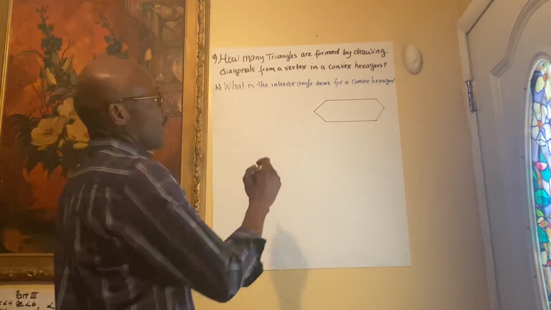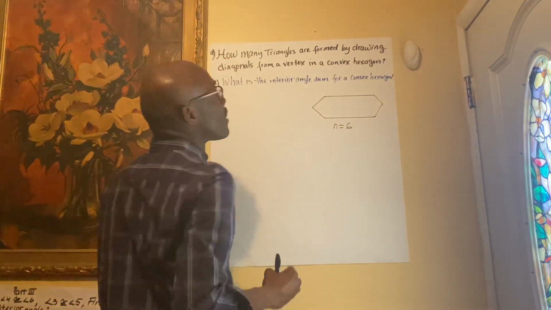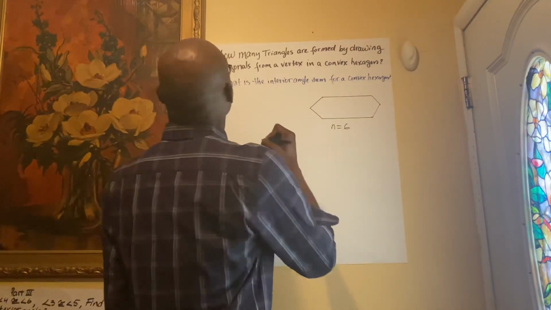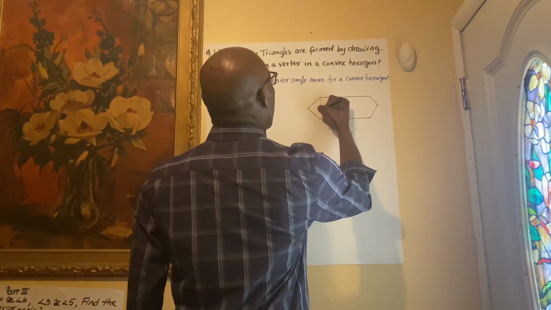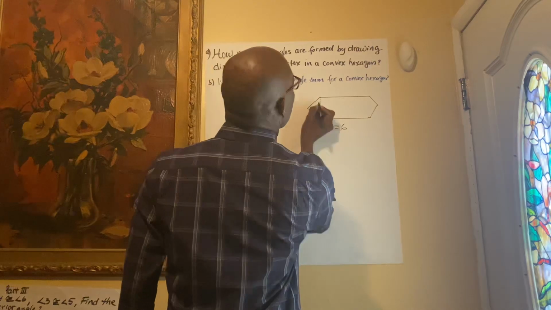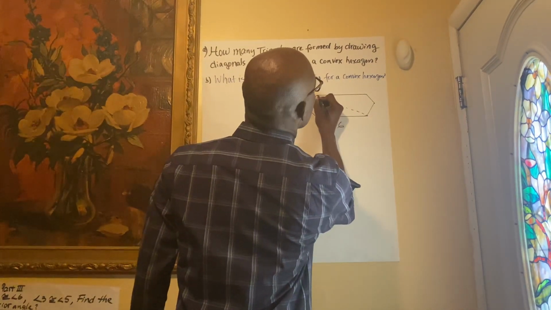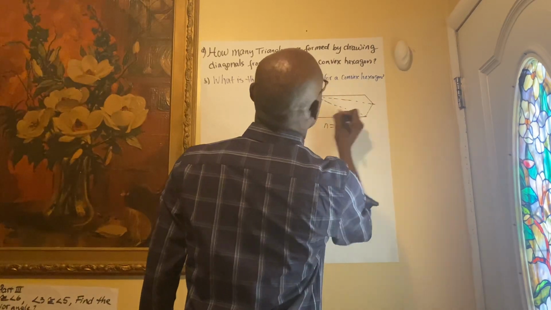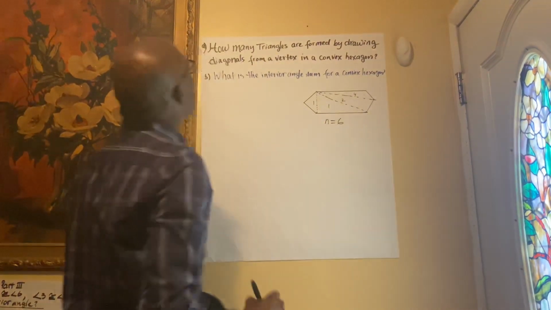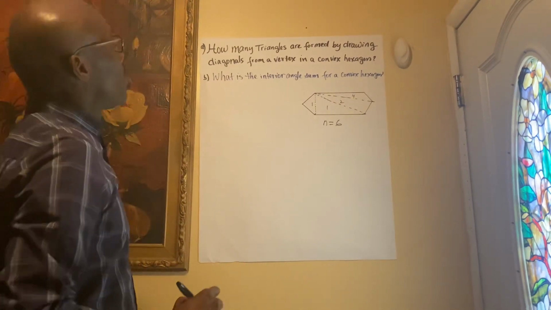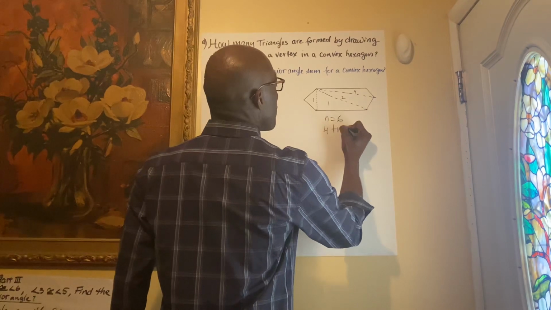A hexagon has six sides, so n equals 6, and we need to draw the diagonals from one vertex. We draw the diagonals from one vertex. 1, 2, 3, 4. So the question, how many triangles are formed? Four triangles.